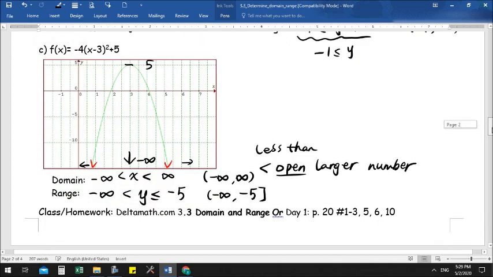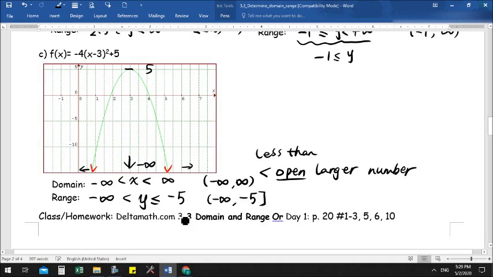So that is all for this lesson, and do the assigned work on Delta Math.